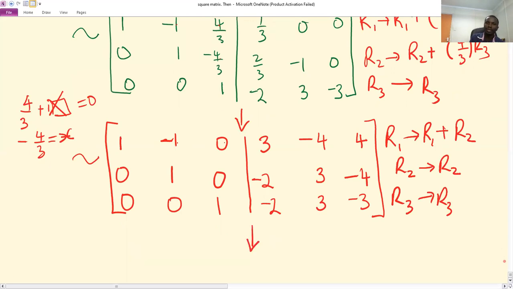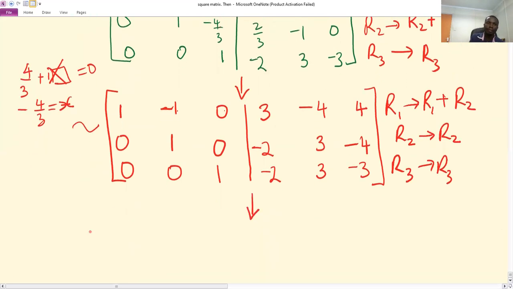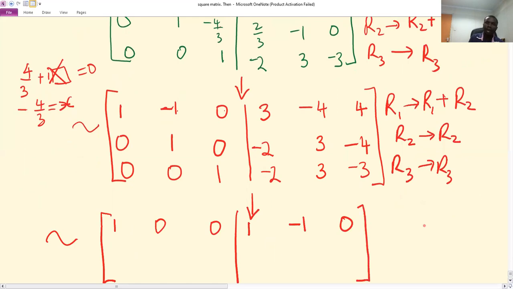So this will be transformed into 1 plus 0 is 1, minus 1 plus 1 is 0, 0 plus 0 is 0, 3 plus minus 2 is 1, minus 4 plus 3 is minus 1, 4 plus minus 4 is 0, and then this is 0, 1, 0, minus 2, 3, minus 4, 0, 0, 1, minus 2, 3, minus 3.